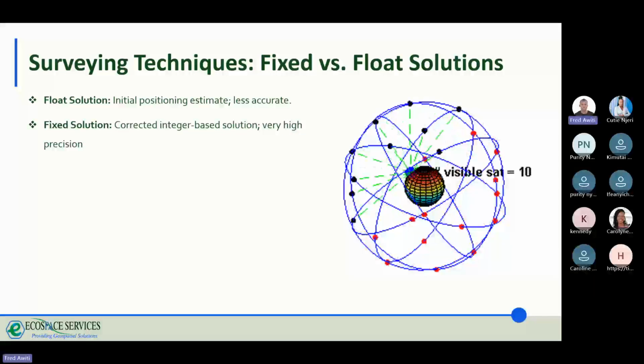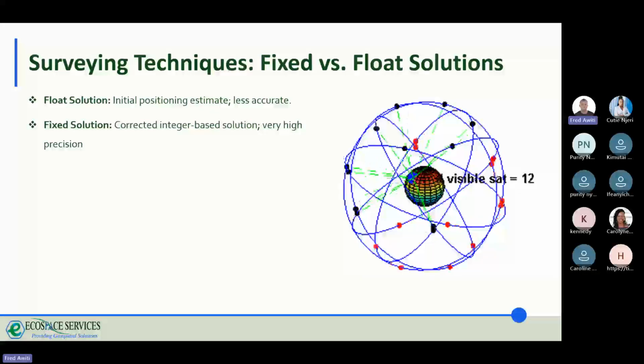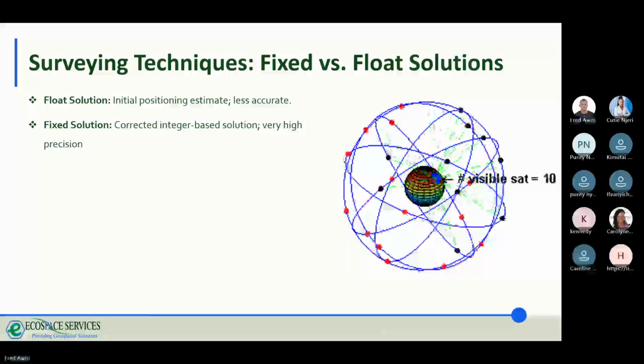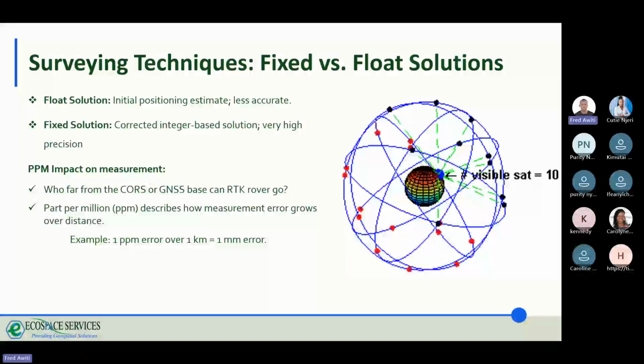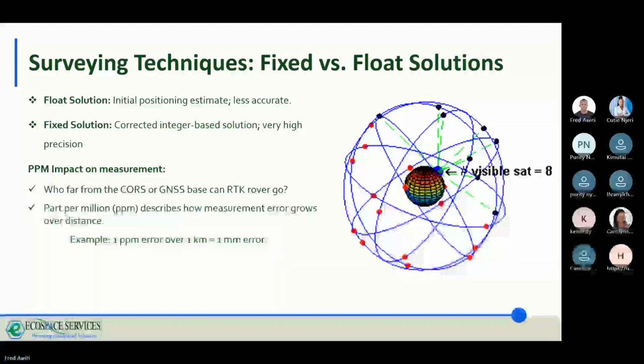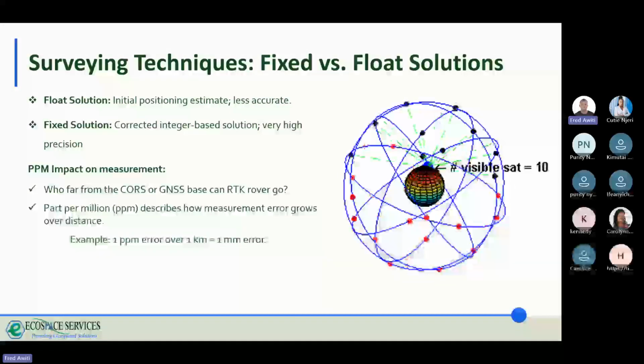So the point here is, these are surveying techniques that somebody is doing. If you see this error, you need to know why it is coming, where it is coming from. There's another thing that I don't know if people still remember: PPM. That is what we call the part per million.